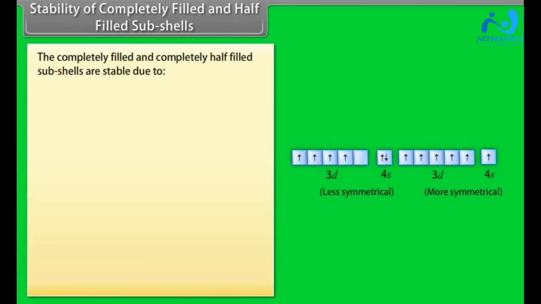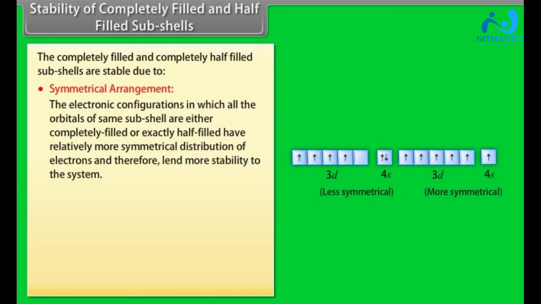Stability of completely filled and half-filled subshells. The completely filled and completely half-filled subshells are stable due to symmetrical arrangement. The electronic configuration in which all the orbitals of the same subshell are either completely filled or exactly half-filled have relatively more symmetrical distribution of electrons and therefore lend more stability to the system.